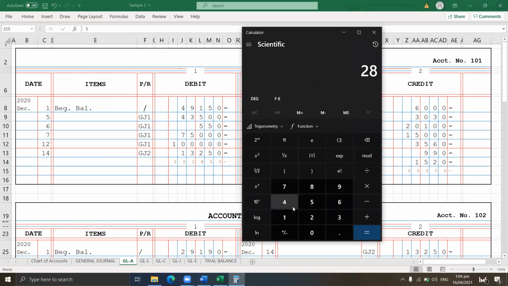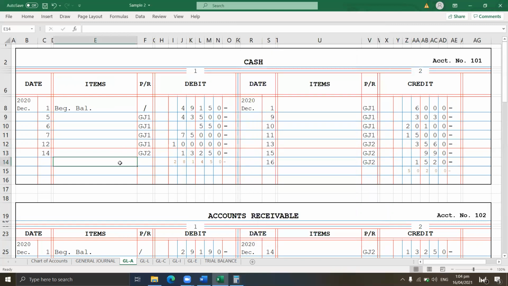So the debit was 281,450 and our credit was 50,200. So the difference would be 231,250, which will be the balance of our cash. Okay, saan ilalagay? Dahil mas malaki yung debit, on the debit side. So that's 231,250.